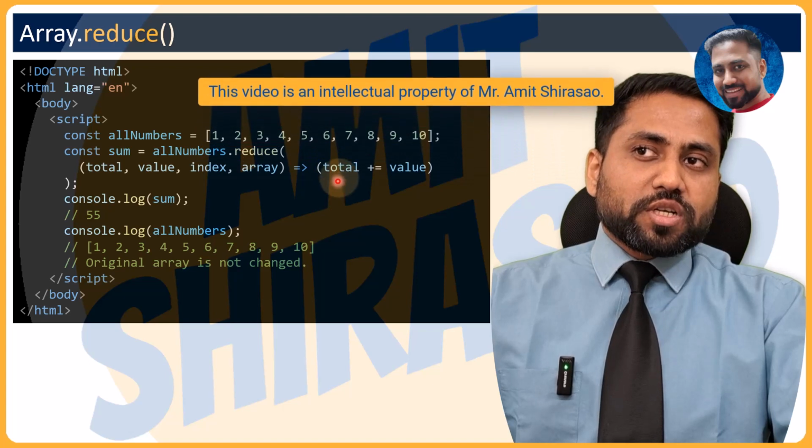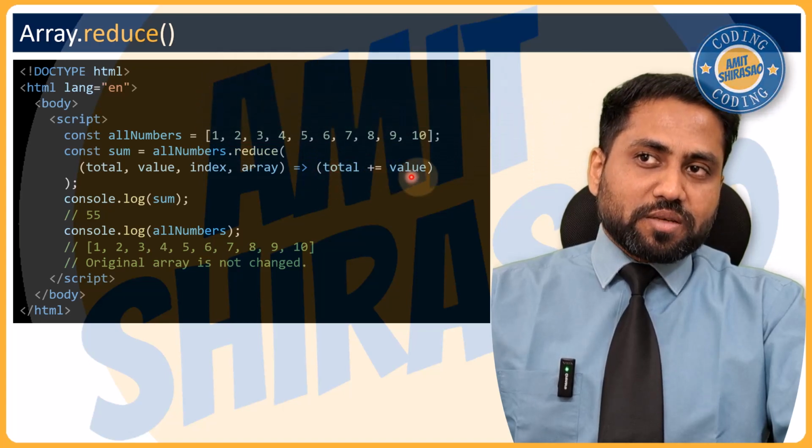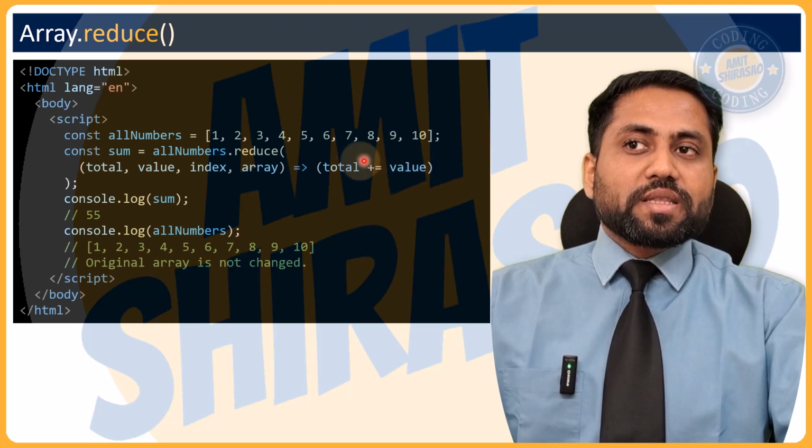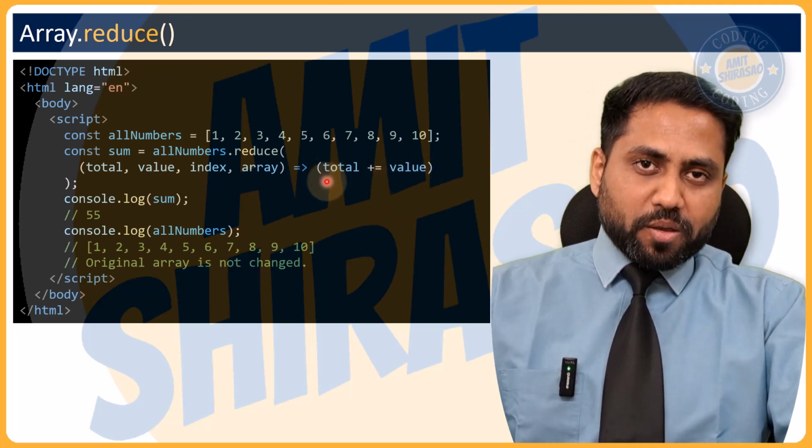You add: total equal to total plus value. So this means total equal to total plus value. You add the value to the total, and that becomes the new value of the total. Got the idea?